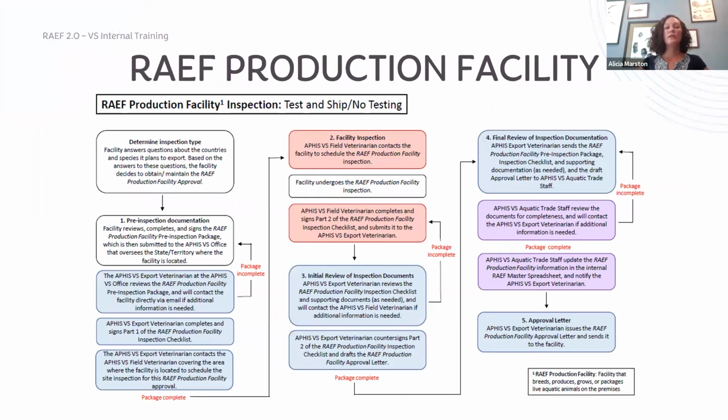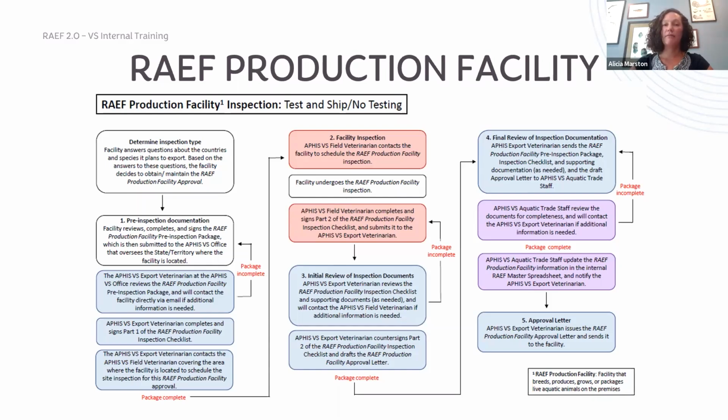Okay, so let's go into a little bit more detail about the RAEF production facility. So this is the workflow we saw earlier. We'll go a little bit more in detail into the steps. So in the top left-hand corner, you can see that the first part is the facility is going to determine what type of inspection they need.